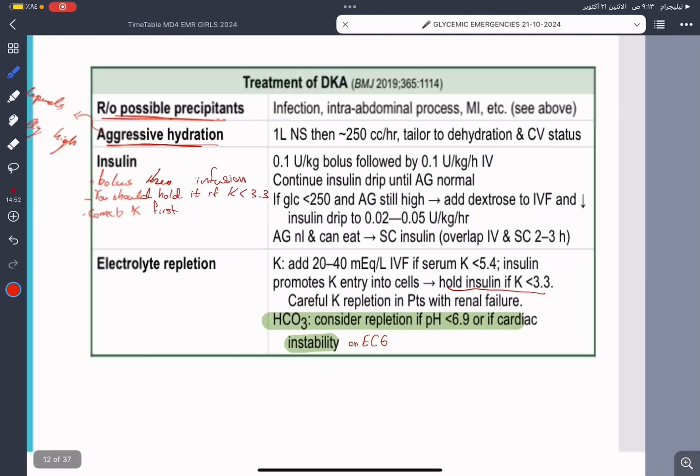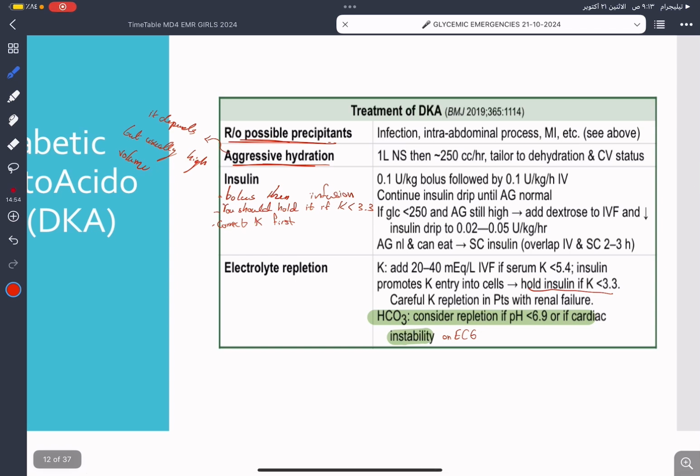So, summary of DKA treatment: treat the underlying cause or the precipitants; fluid hydration, replacing the volume based on the clinical status of the patient; start the insulin infusion; and be careful with electrolytes, mainly the potassium.